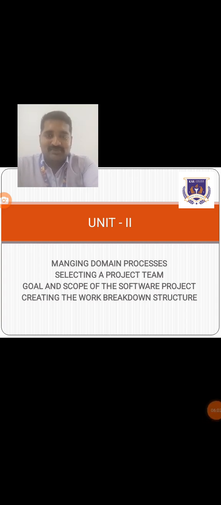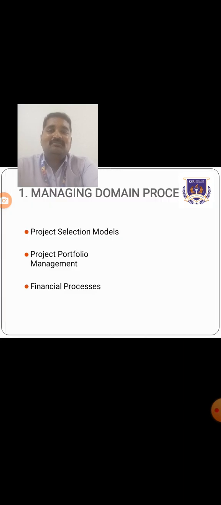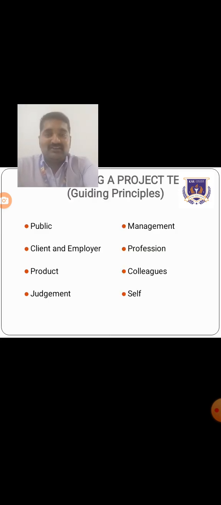Coming to Unit 2, Managing Domain Process, selecting a project team, goal and scope of the software project, and creating the work breakdown structure. The Managing Domain Process involves project selection models that are available and being selected. Then portfolio management must be done easily and the financial process must be taken into consideration. Then coming to building a project team, the various guiding principles: the public needs to be considered, and the client and employer considerations must be taken care of. Then the product we are going to develop, coming to a judgment on whether the right product is being manufactured, and managing people, product, etc.